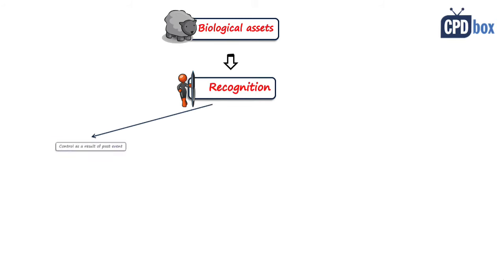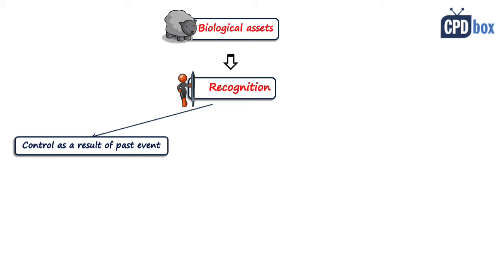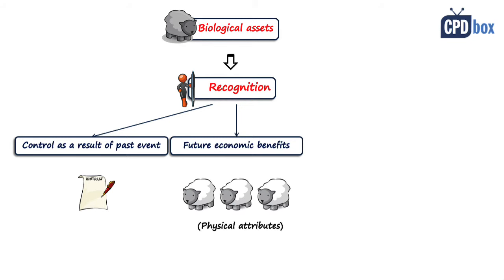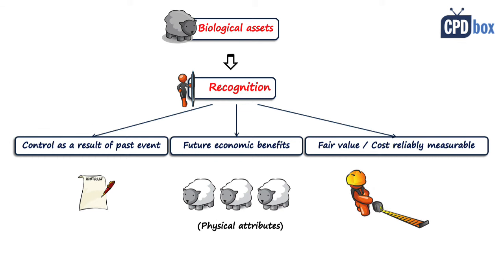The entity must control the asset as a result of a past event. And here the proof of control would be formal ownership records like legal title or branding. The second criterion is that it is probable that future economic benefits associated with the asset will flow to the entity. Well, biological assets have certain physical attributes that can be measured, and these indicate the future economic benefits. And the third condition is that either the fair value or cost can be reliably measured.